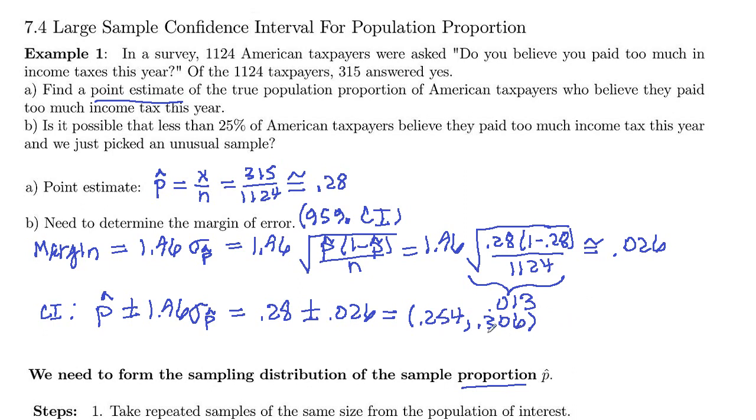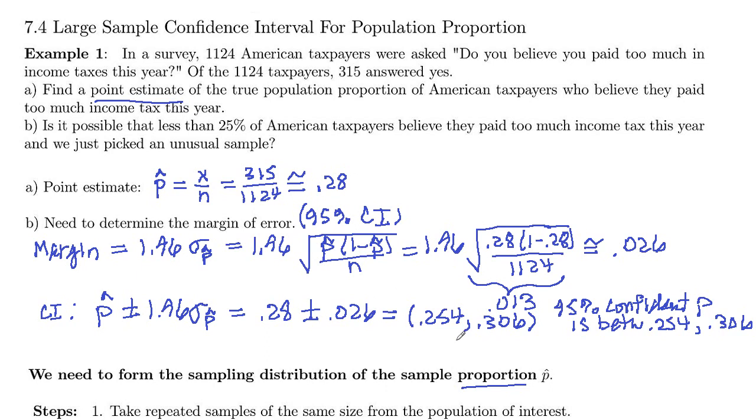And we are 95% confident that p is between 0.254 and 0.306. And that 95% confident again means that 95% of the intervals generated will contain the population proportion.